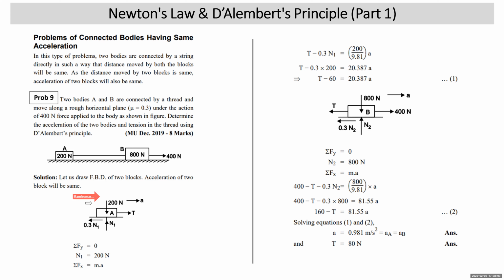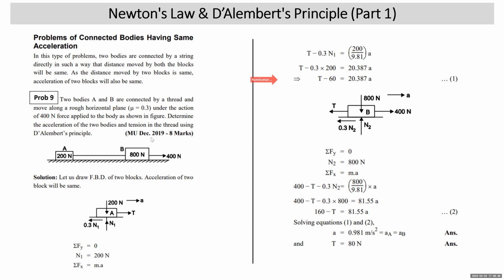We should keep it in mind, direction of acceleration and direction of friction have nothing to do with each other. Friction acts in the direction opposite to that of motion, right? It has no relation with acceleration. Now sigma Fy is equal to 0, N1 is 200 Newton. Sigma Fx is ma: T minus 0.3 N1 is equal to m into a, where mass is weight upon g. Put the value of N1 as 200, you get one equation, T minus 60 is equal to 20.387 a.